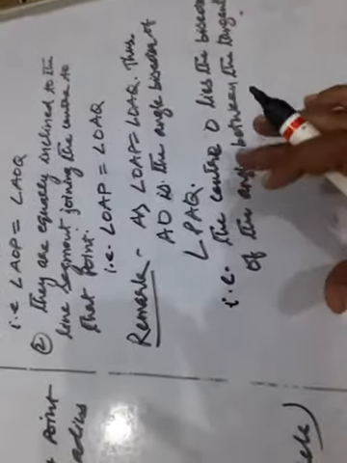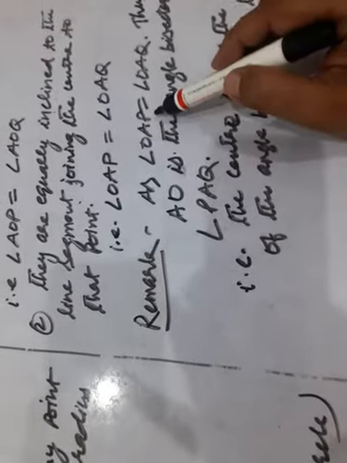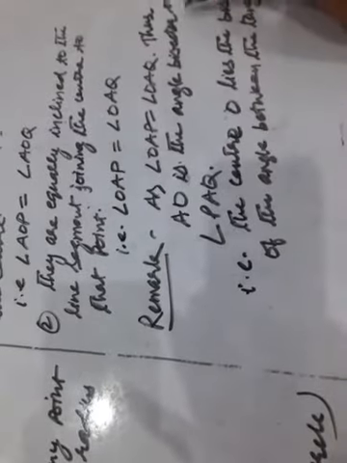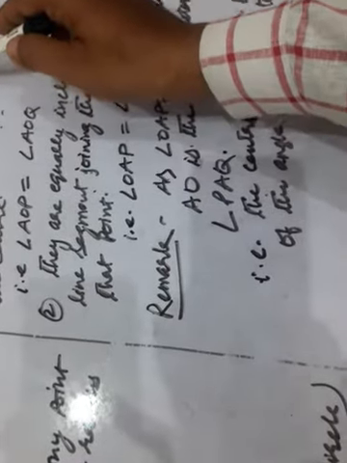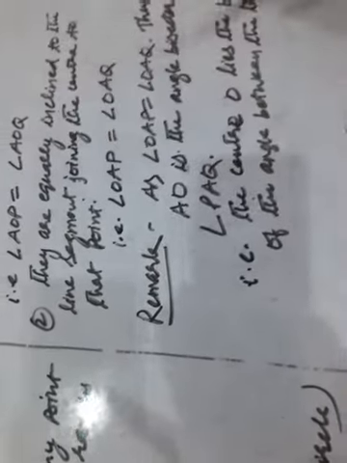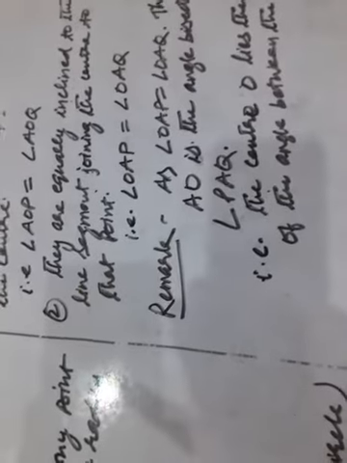Did you understand? This is a very important result. Here once again let us summarize the things. As angle OAP equals this, thus AO is the angle bisector of angle PAQ. That is, what does it mean? It means that the center of the circle lies on the angle bisector between the tangents.